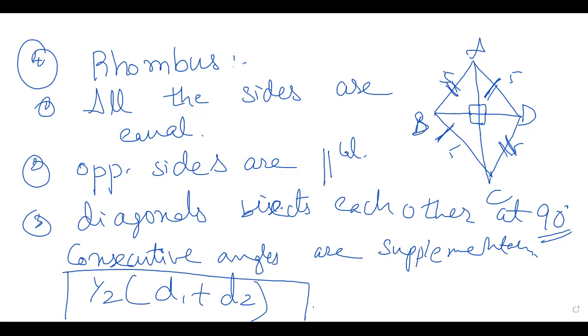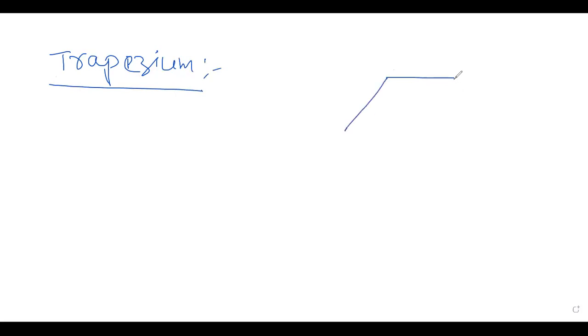Okay, children. Next, we'll go for trapezium. What is trapezium? You have seen the figure right now. So this is trapezium. See here, what is a trapezium? Only one pair of opposite sides are parallel to each other.